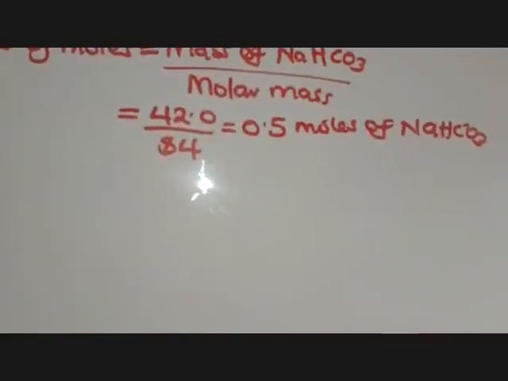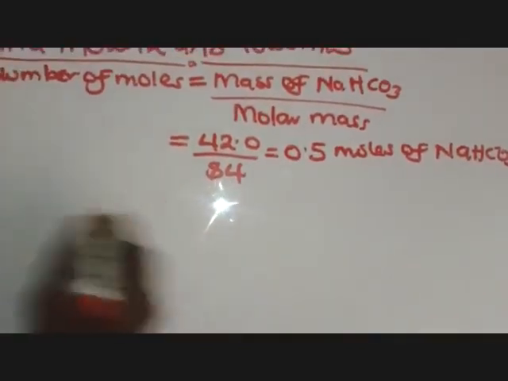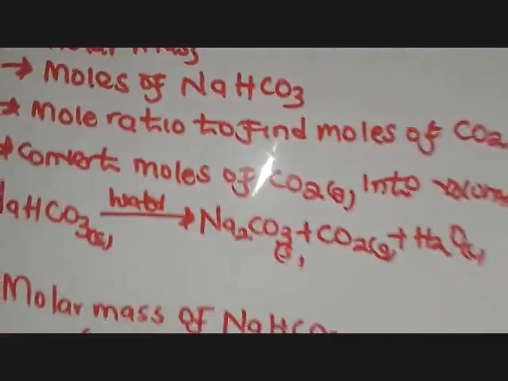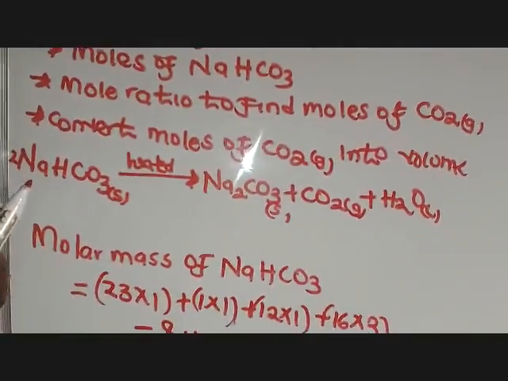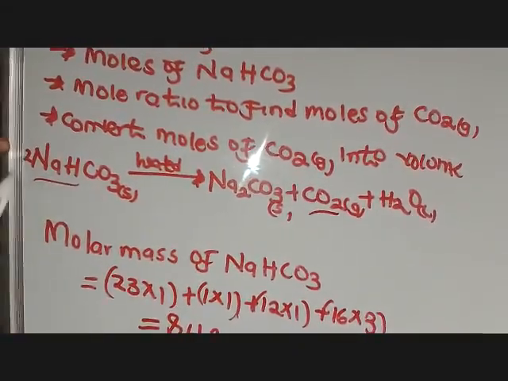Now, after getting our moles of sodium hydrogen carbonate, members, we are going to use the mole ratio. We come back to our equation which we wrote. Remember, we are looking at how much carbon dioxide is produced by sodium hydrogen carbonate. That is 1 is 2 to what?